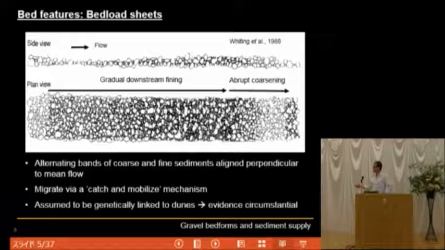They are assumed to be genetically linked to dunes, but I think the evidence of that is quite circumstantial, and I'll show you why I think that a little bit later.